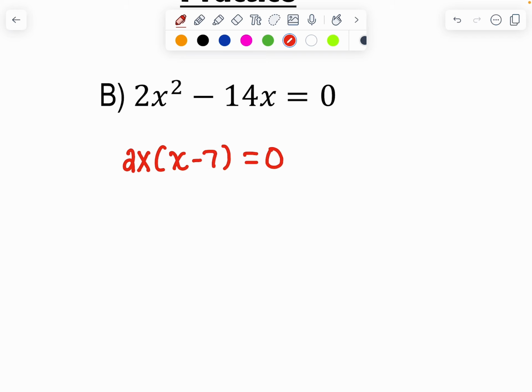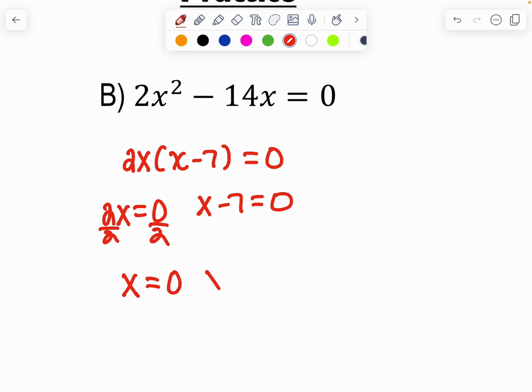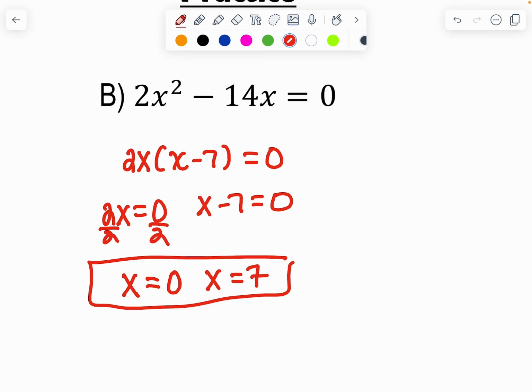Set each factor with an x in it equal to 0 and solve. So solving this, divide both sides by 2, you get x equals 0. Solving the second one, you get x equals 7, and you have 0 and 7 as your two answers.